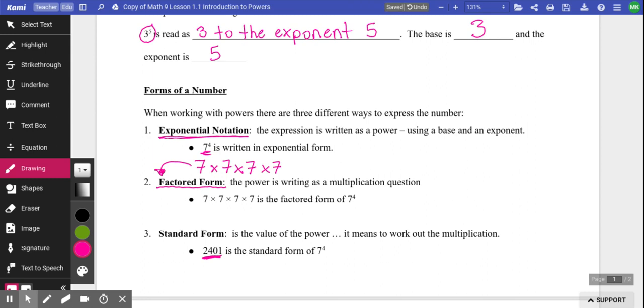Again, you will probably be tested on all 3 forms. They might give you something and say, write it in exponential form, write it in standard form, write it in factored form. You just need to understand what each form is. Exponential form uses the exponent. Factored form breaks everything up into its individual factors multiplied. Standard form is just the number when you calculate it.